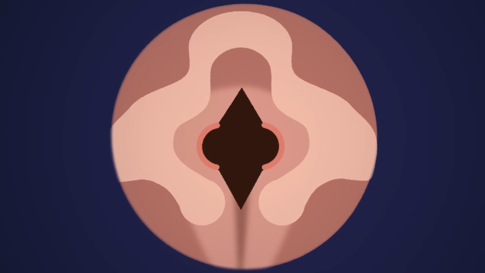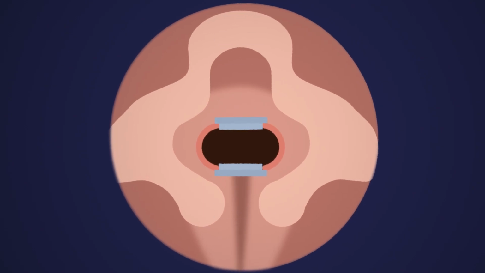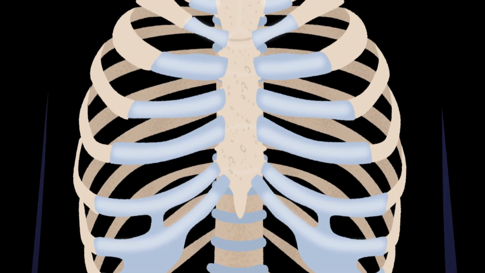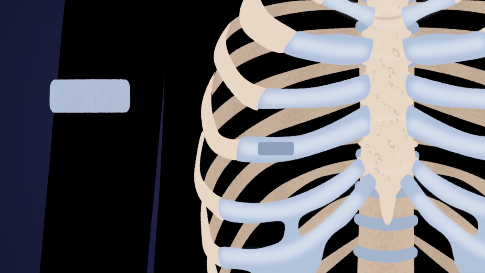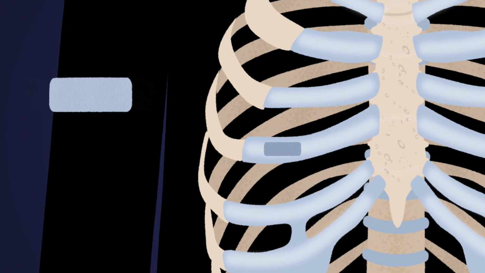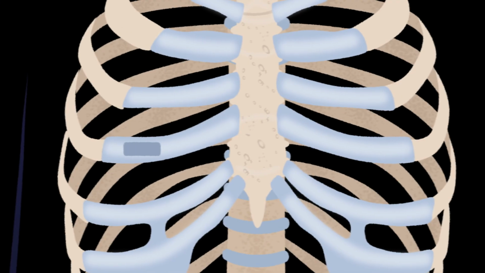Once the new shape is achieved, it is held open and supported using grafts. Grafts are most often taken from the patient's own rib tissue. Rib grafts are strong and cause very little long-term consequences to the patient when done correctly. A small incision is made in the lower chest to harvest this rib graft, and then the area is closed back up.